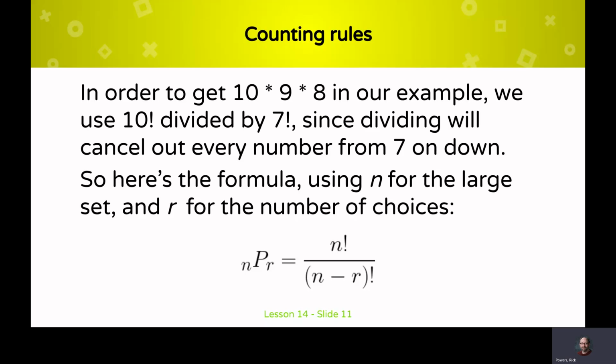In order to get 10 times 9 times 8 in our example, we use 10 factorial divided by 7 factorial, since dividing will cancel out every number from 7 on down. So here's the formula using n for the large set and r for the number of choices. nPr is equal to n factorial divided by (n minus r) factorial.